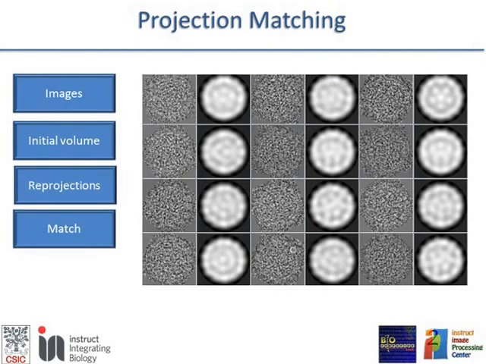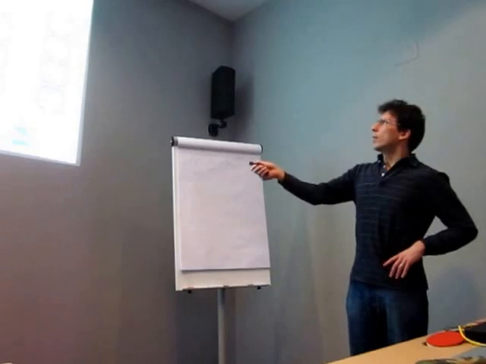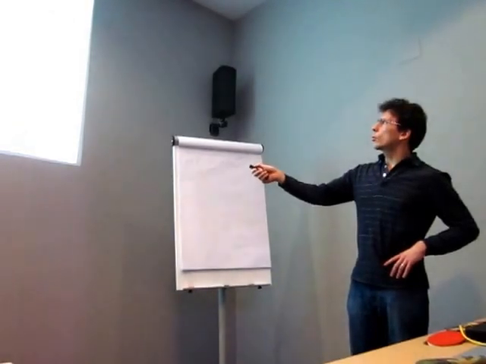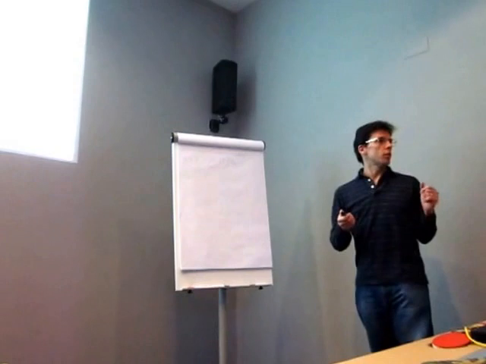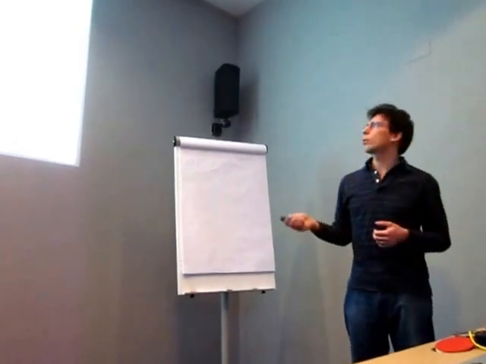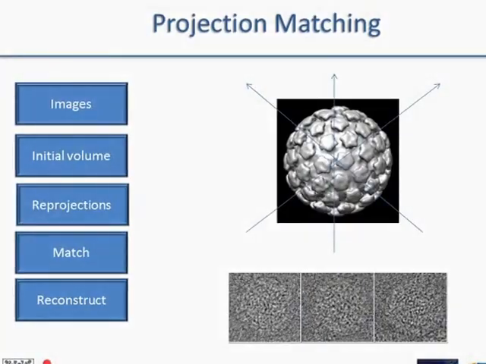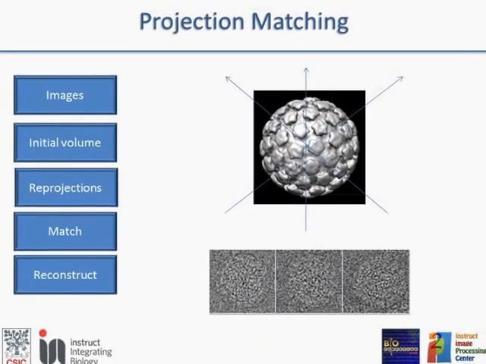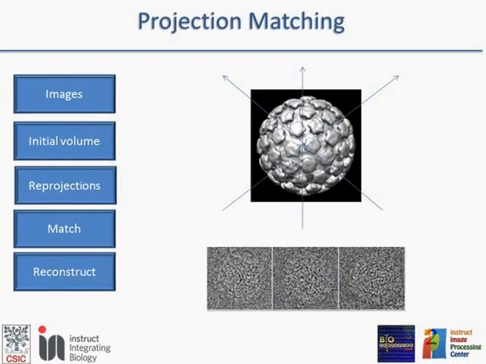Then you do a matching, and you say this experimental image is most similar to this one, to this reprojection. This experimental image is most similar to this one. Since you know the angles from where these two reprojections were taken, you assign those angles to the experimental image. And now you make a 3D reconstruction. Now you combine back all these experimental images with their own angles back into the 3D, and this is called the 3D reconstruction. And now you have another initial volume, and you reiterate, you go back to the reprojection step, and then matching, reconstruct, and you iterate this process many times.